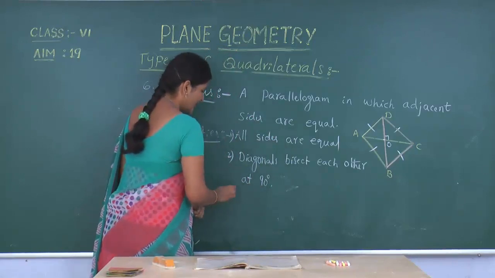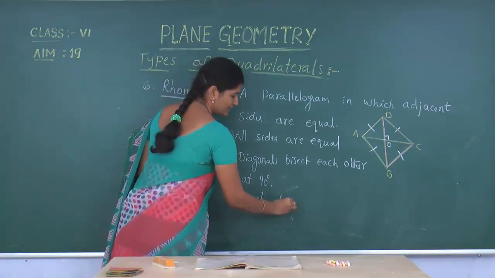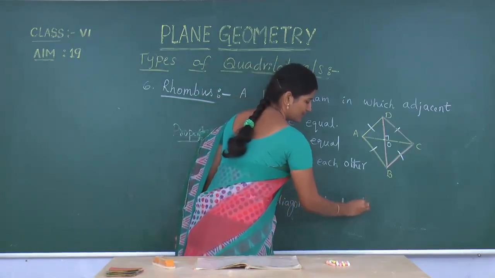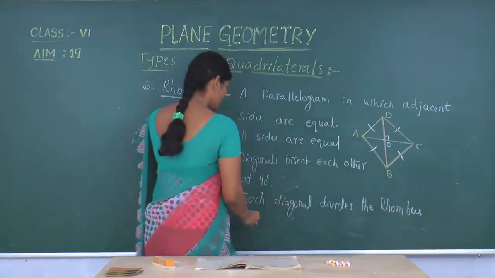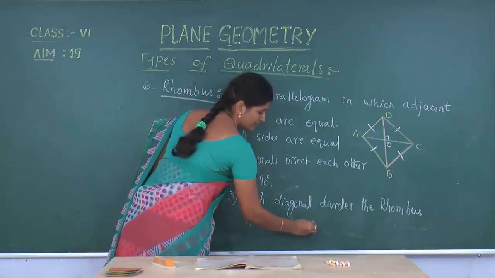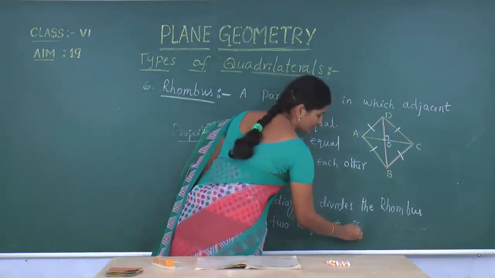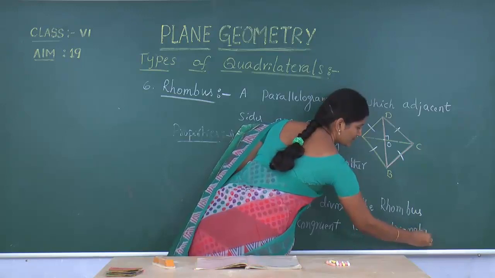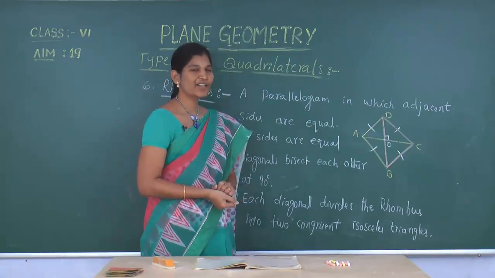And my third property is here, each diagonal divides the rhombus into two congruent isosceles triangles, and these are the properties of the rhombus.